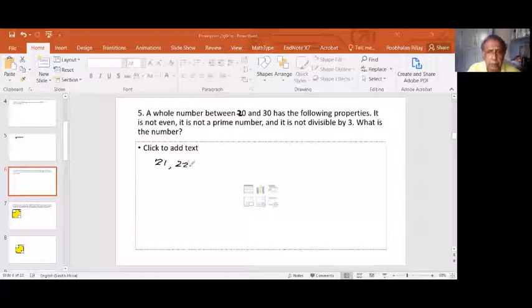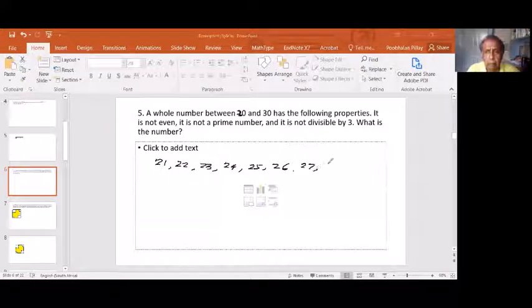21, 22, 23. I understand by between, it means it doesn't include them, although some people might dispute that. If we expected these numbers to be included, we should have said inclusive of 20 and 30. The question didn't say that. So let's have a look at these 9 numbers. These are the numbers between 20 and 30.